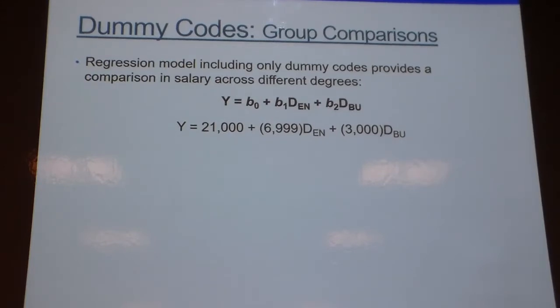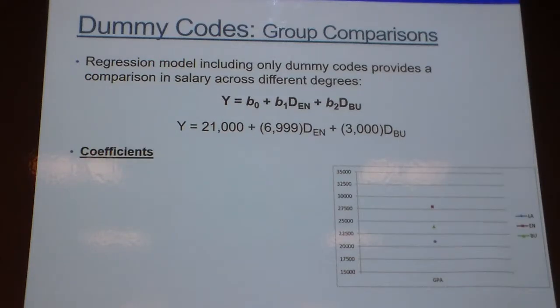All right. So, if we just want to do a group comparison, right? We're not worried about interaction terms yet. We just want to know whether or not we see differences in starting salary across people who graduate with different degrees. What we could do is regress starting salary onto our dummy code for engineering and our dummy code for business. And if we were to do that, let's say this is the equation we get. We get a regression equation: 21,000 plus 6,999 for engineering, 3,000 for our dummy code for business.